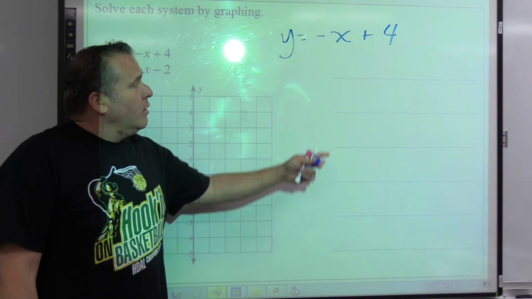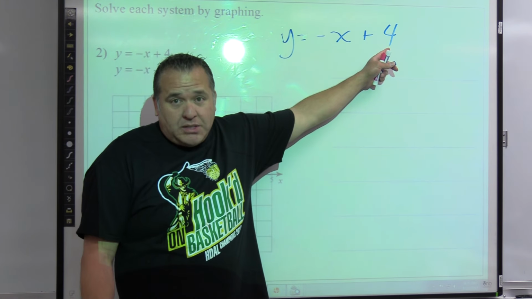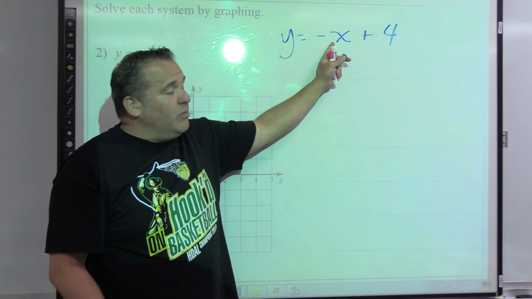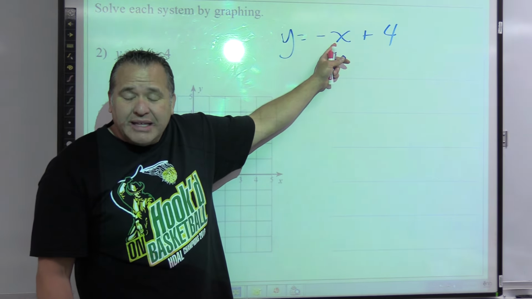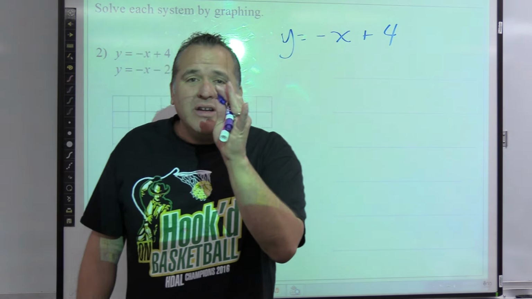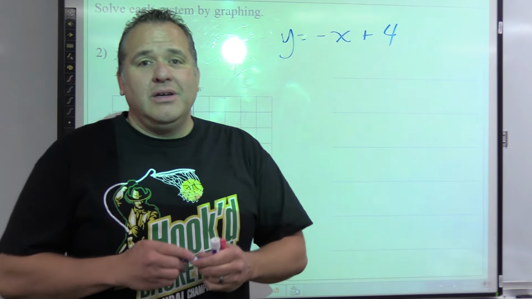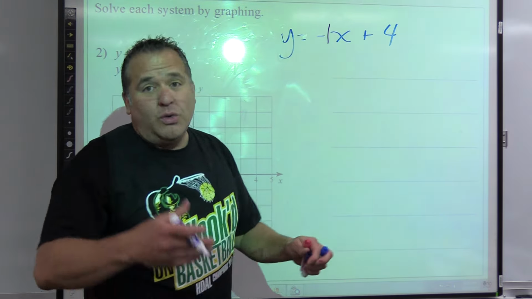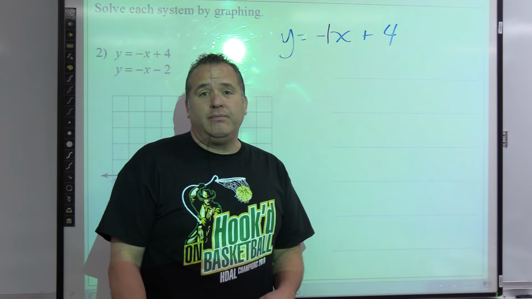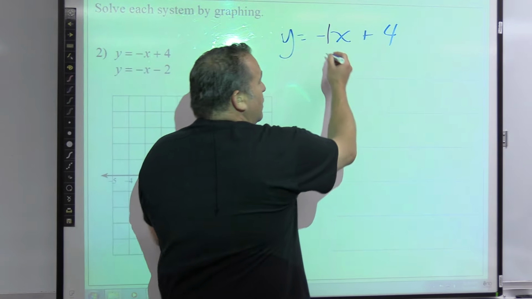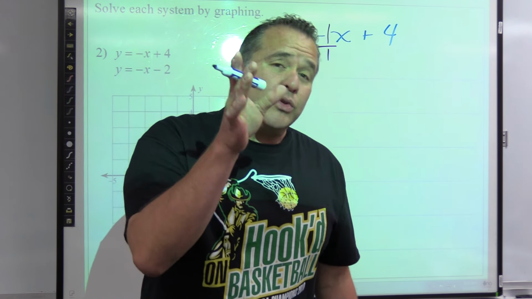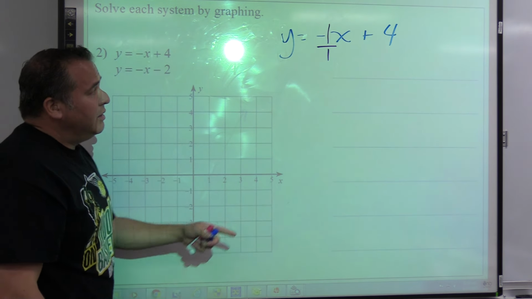Now, this we're graphing first again. We're going up 4 because it's positive. But look at my slope. What is that? Negative x. What can we put in front of the x, folks? A 1. Now remember, your slope needs to be a fraction. So what should go underneath that negative 1? A 1. So we're going to put negative 1 over 1. All right? Now, let's go ahead and graph this, see what happens.